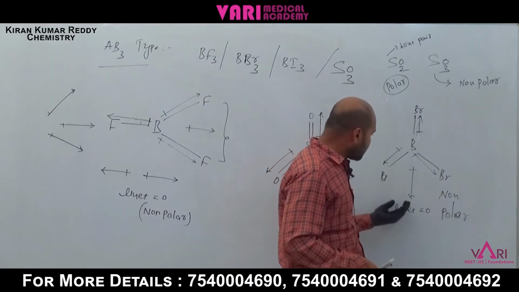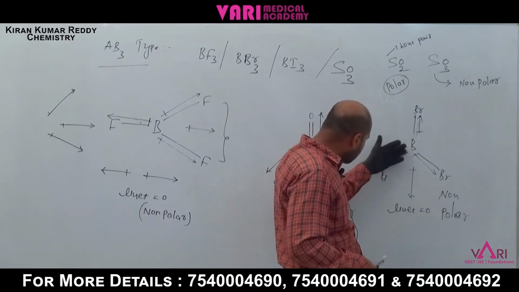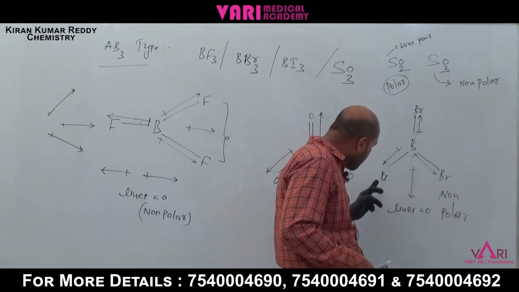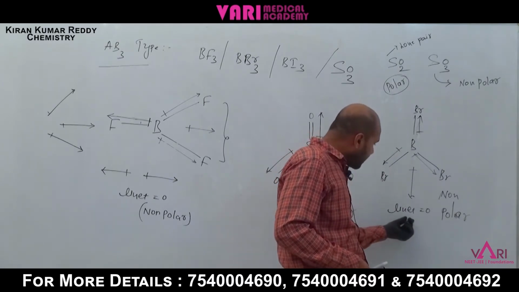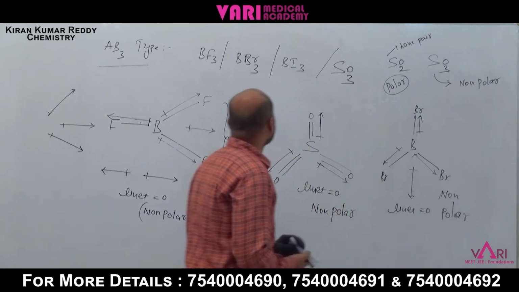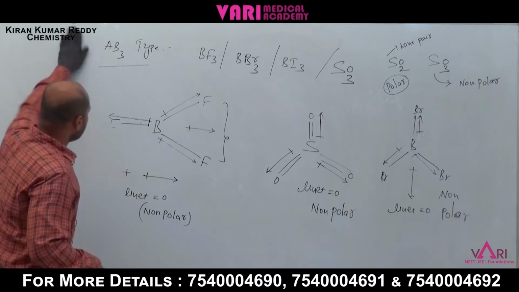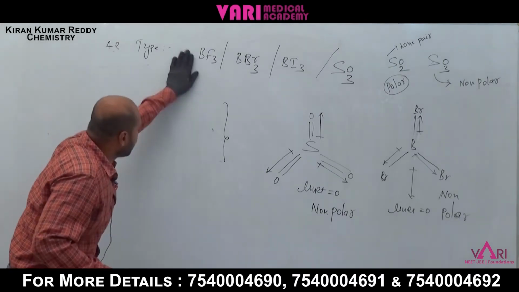For BBr3, understand students, this is boron to bromine, from less electronegative to more electronegative, that's mu net is equal to 0. These are the examples of AB3 type. If you take AB4 type, we can discuss.